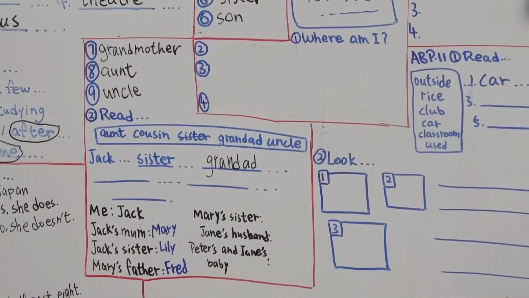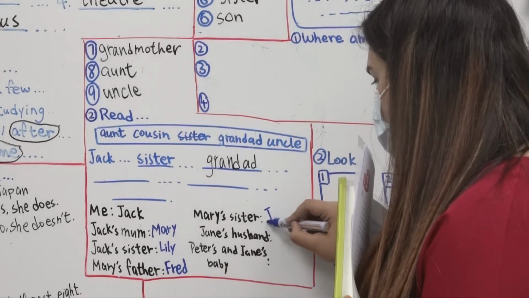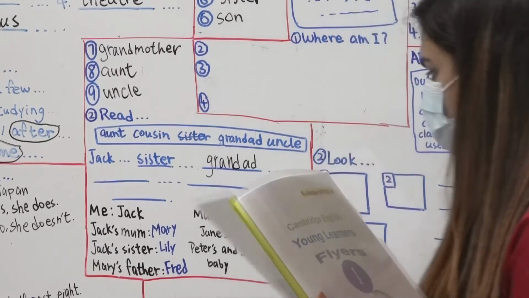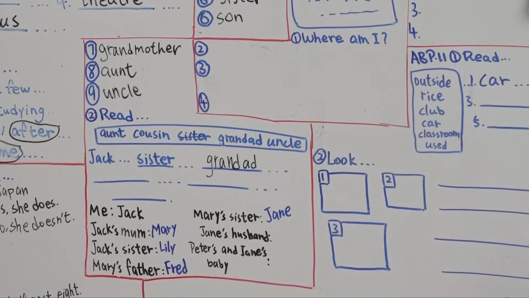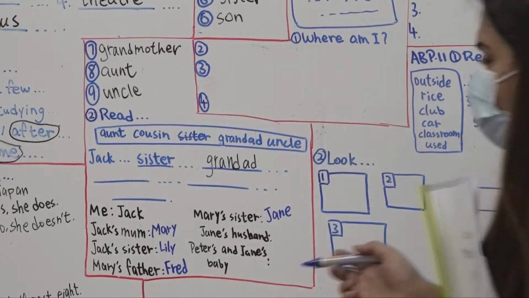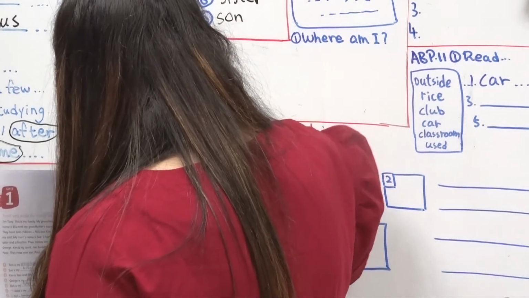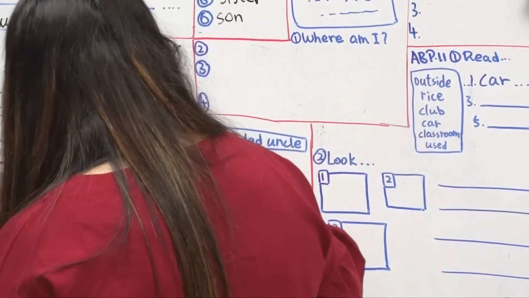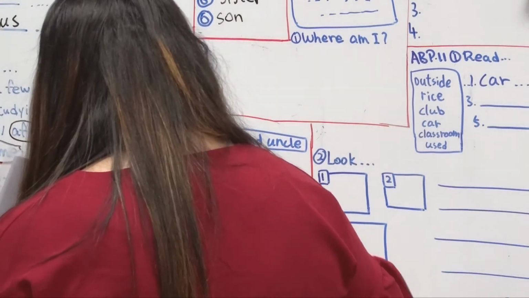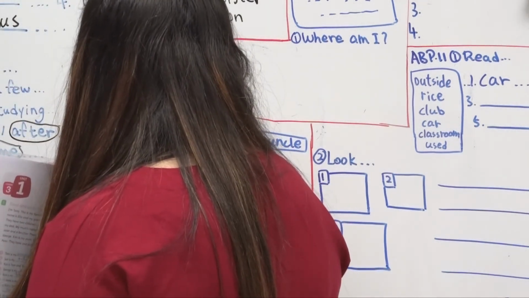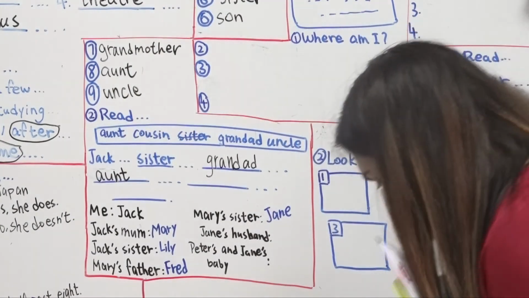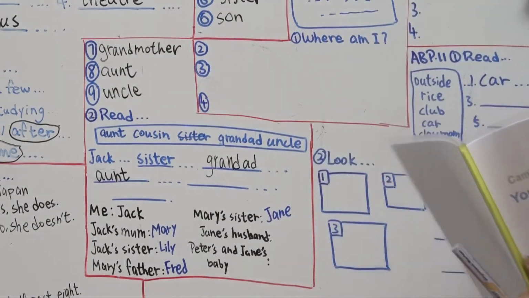Jane is Mary's sister. So Mary's sister is Jane. Okay, point to be noted. She is Jack's... So Mary is my mother, right? My mother's sister is called aunt. Simple as that. Oh, let me use another color. Alright, that should be aunt. Okay.